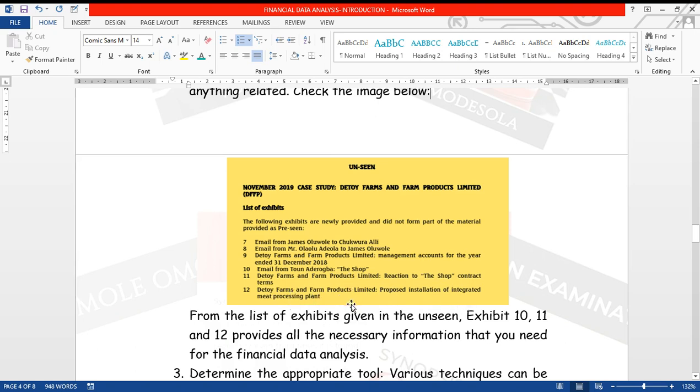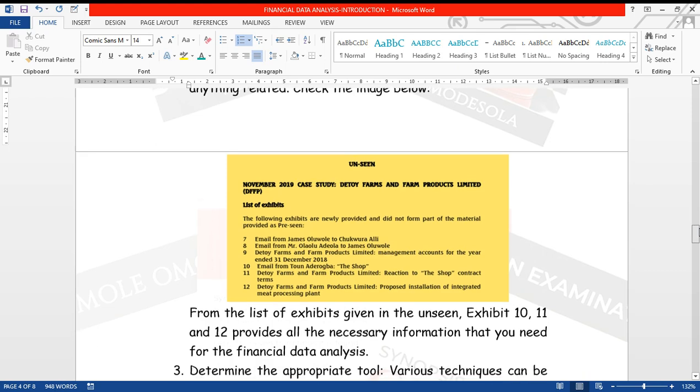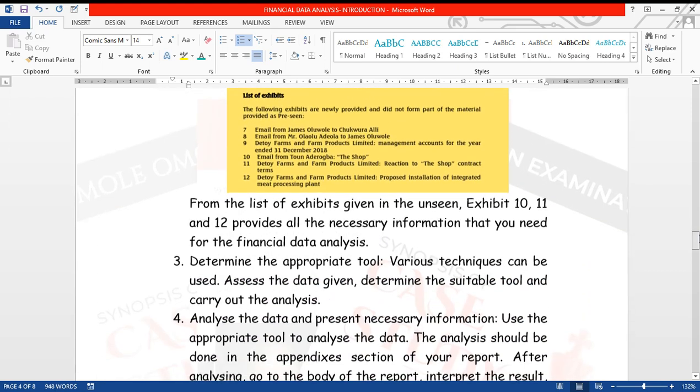So all these things, most times, will be seen in your unseen. Do you understand? Can you see the head, unseen? So basically, this most times is going to be unseen. But don't cram it, like I said. Please have an open mind.